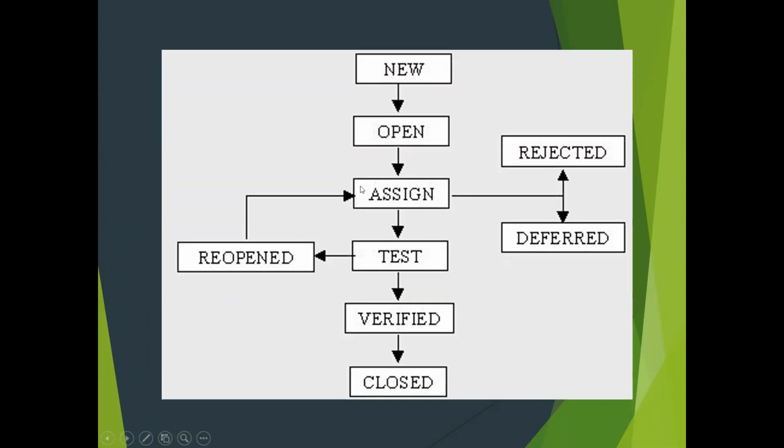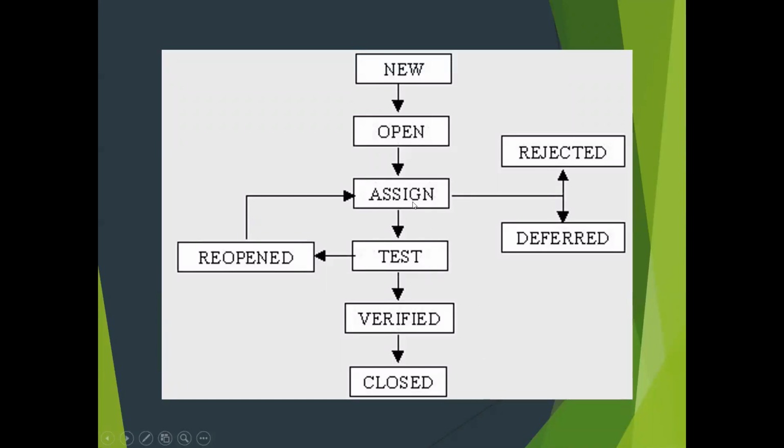During this assignment, if that defect is not really a defect, let us take that it's not reproducible consistently, in that case we are going to reject it. Another thing is deferred: it will take some time to fix it, but not now, and we'll be releasing it in the next releases. In that case, we move that stage from assign to deferred.